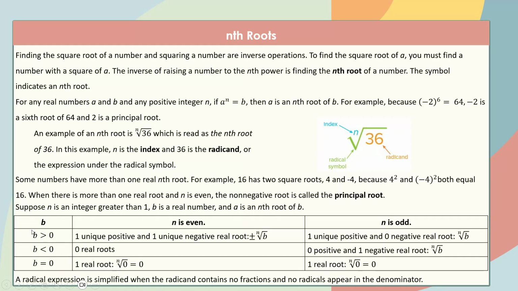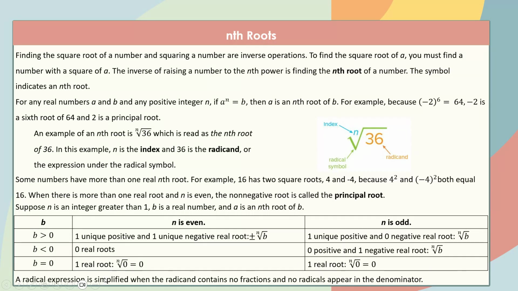If our base or our radicand is positive, greater than 0, there's one unique positive and one unique negative root for even nth roots. Okay, if it's an odd root, there's only one positive answer. For a negative radicand, the even root of a negative number is not real, but you can take an odd root of a negative number and get a real answer. And then if your base or your radicand is 0, there will be one real answer. So the nth root of 0 is always 0.